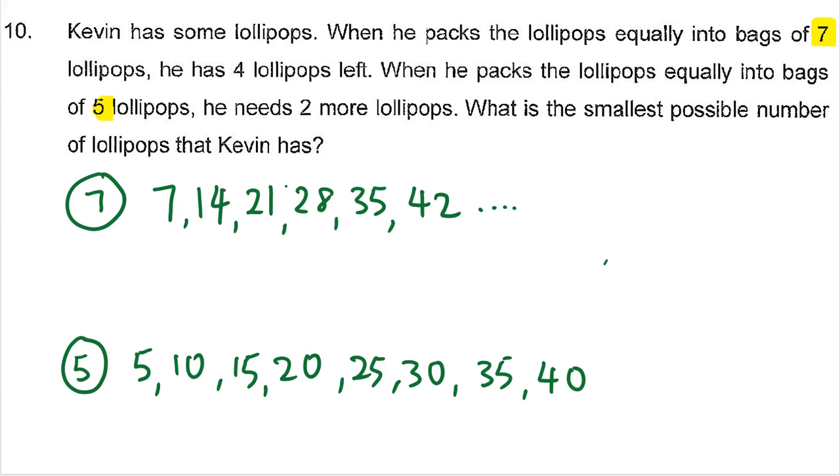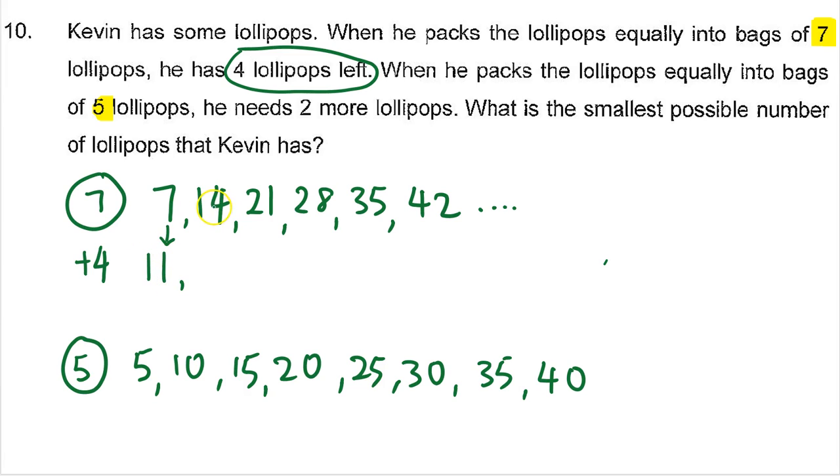Is that really true? Not true, because you will have 4 lollipops left. Now, 4 lollipops left means you actually got extra. If you actually got extra, that means on top of all these numbers, they are not the original number. You will have 4 additional left. So instead of 7, you will have 4 extra left. In fact, the exact number is 11.